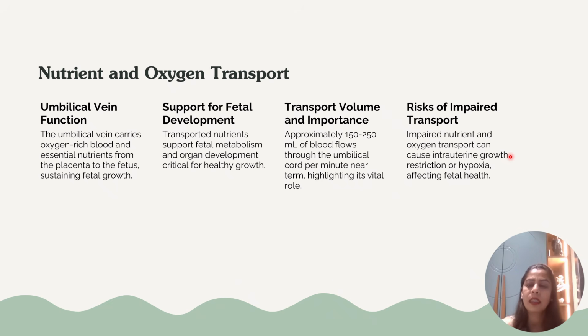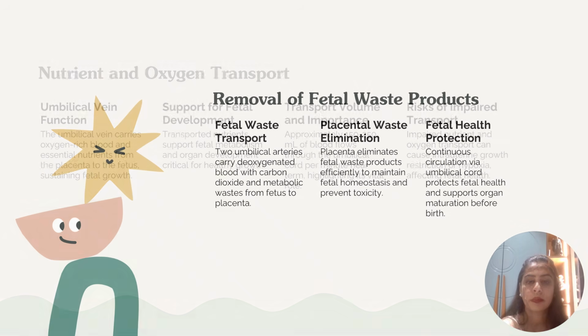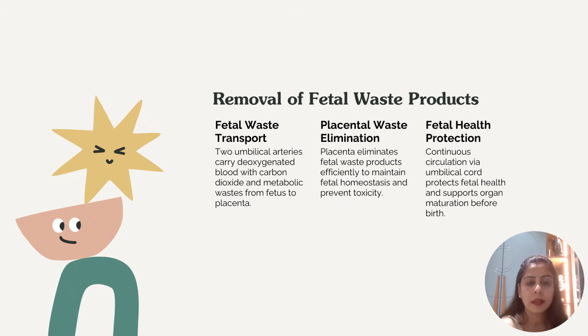So the umbilical cord is not just a string, it is a busy highway. If it stays clear, whatever nutrients, vitamins and oxygen it has to deliver reach the fetus for development, so it plays a vital role. And it also removes the fetal waste products.